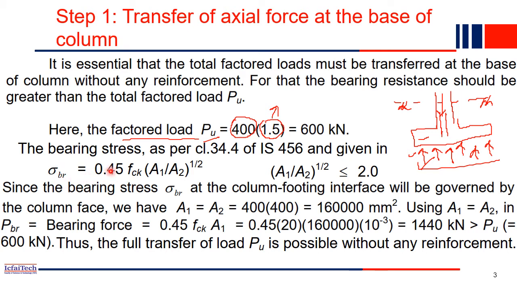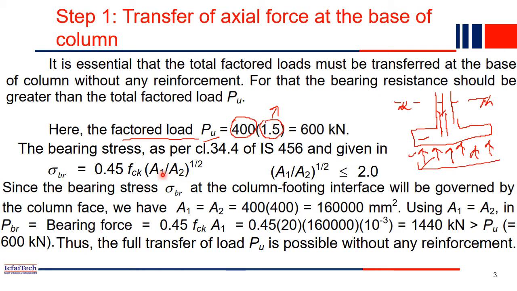So sigma BR is equal to 0.45 fck for the limit state design, and for the working stress method, this will be 0.25 fck. In clause number 34.4, you will see all the criteria here. So 0.45 fck root of A1 by A2.